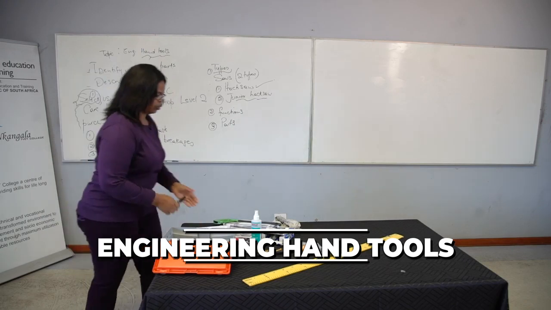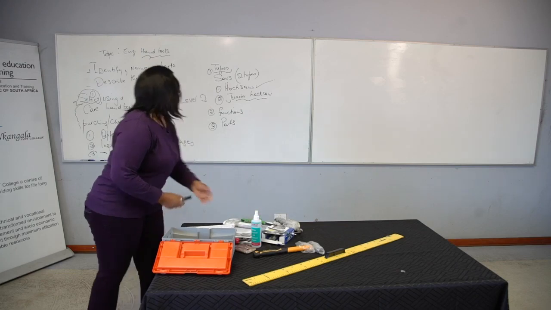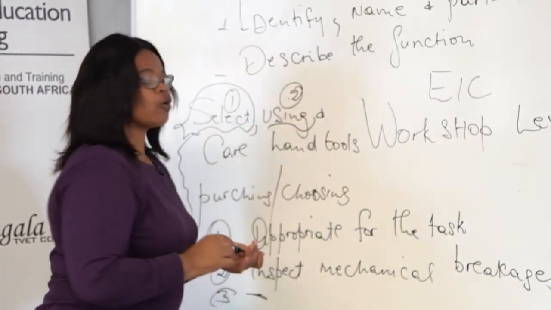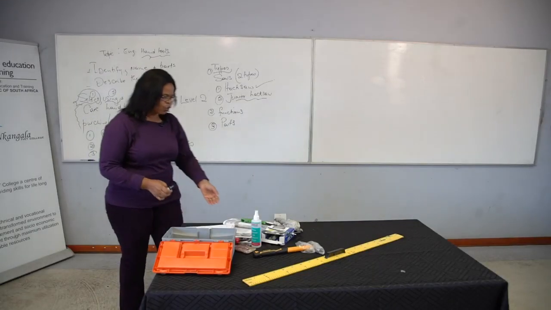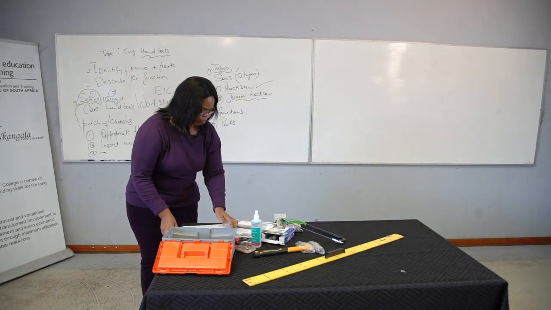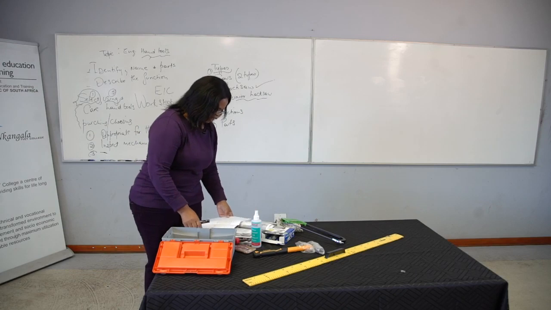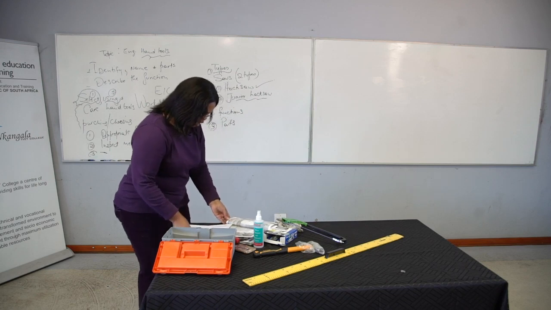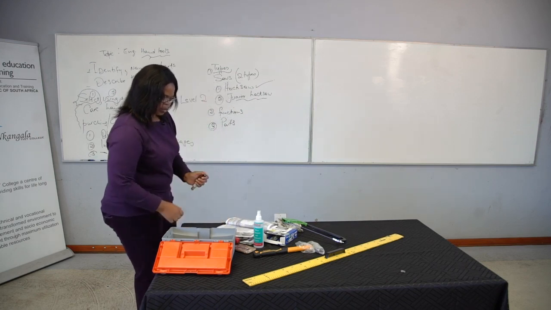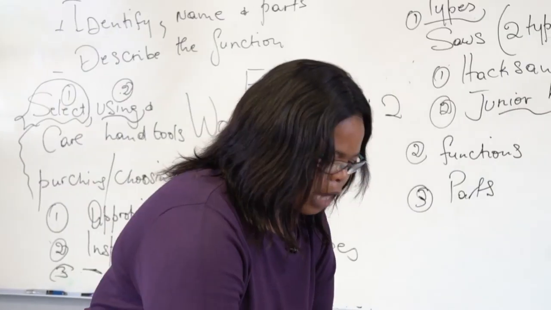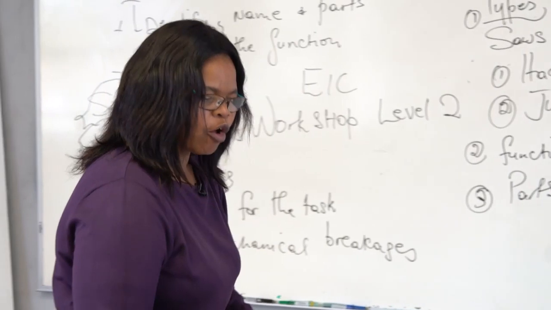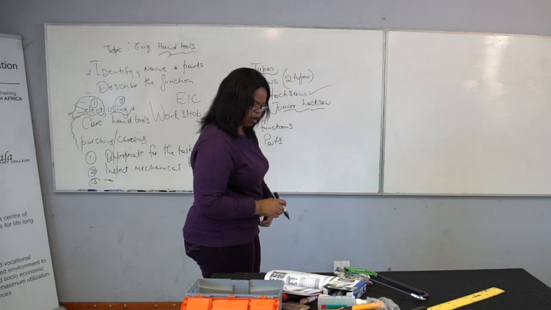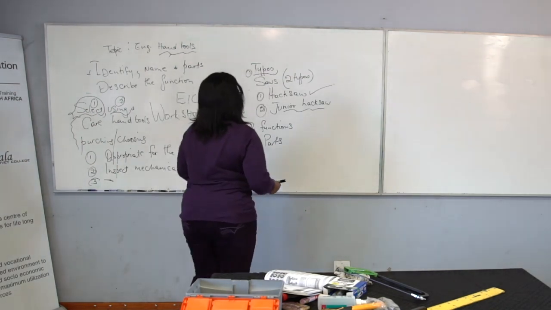Now, let's go to another unit that is using the hand tools. How to use the hand tools. Let's look at the learning outcomes for using the hand tools, because we said we must check the learning outcomes, the LOs. The learning outcome says, explain the importance of using hand tools safely and indicate consequences of the incorrect use of hand tools.